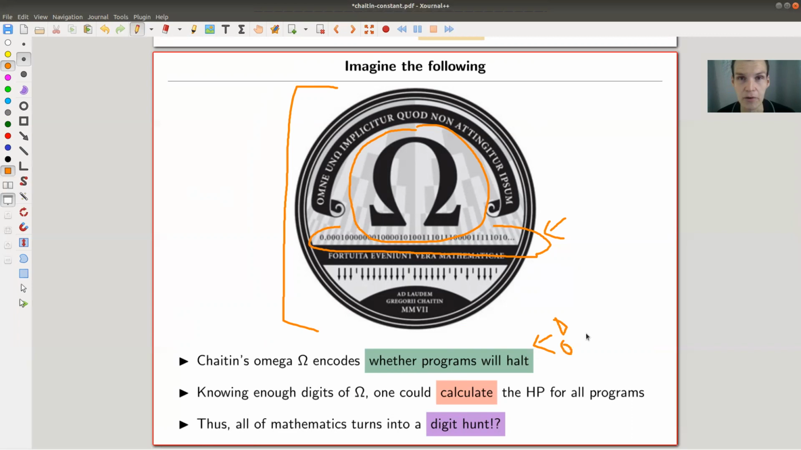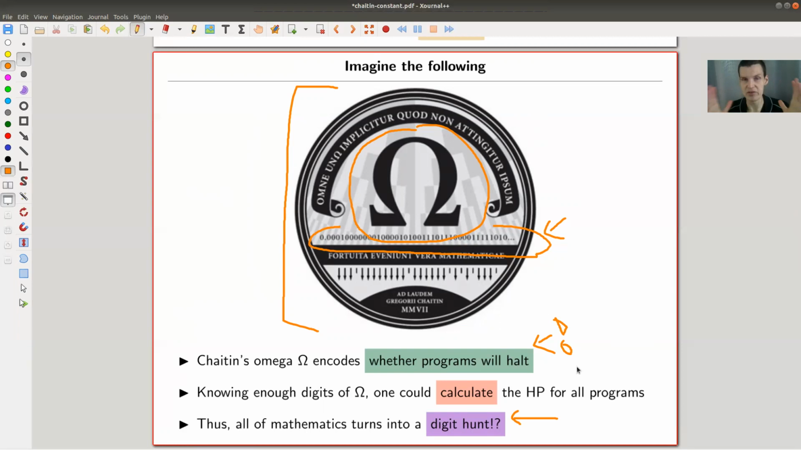It will be a probability that spits out how likely it is that a random program will stop or not. And the point is, and this is really, really mind-blowing, knowing enough digits of this number, basically you could calculate the halting problem for all programs, which in the end really wants to say that all of mathematics is actually a digit hunt, namely a digit hunt for computing digits of this number, right? So we'll see what it actually means.